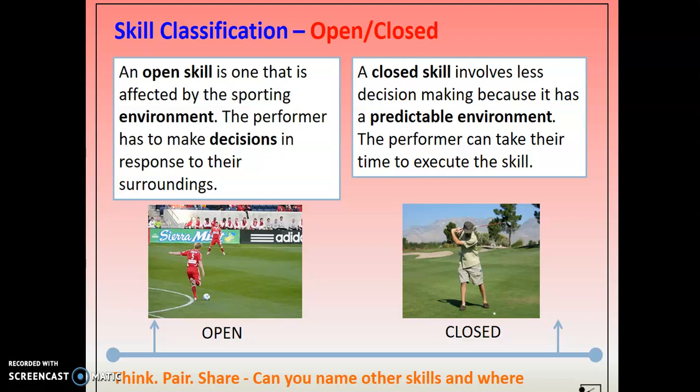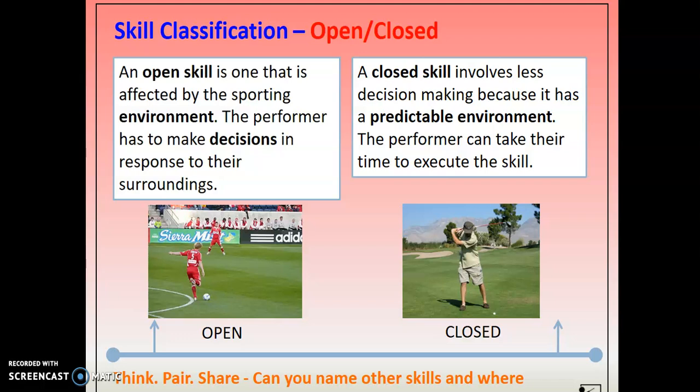A closed skill involves less decision making and the environment is predictable, so it's kept very similar each time. The performer can take their time to execute the skill. So, for example, performing a shot in golf. Now, if you know the course very well, courses don't change. They're set out a certain way and they don't change. And you have time to take your shot.